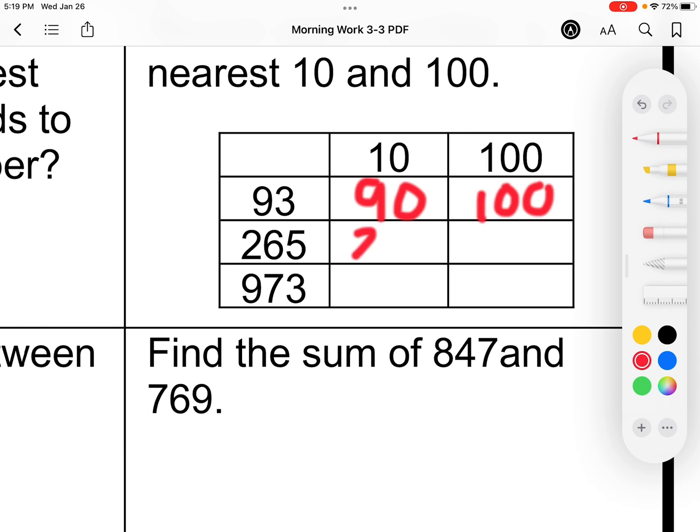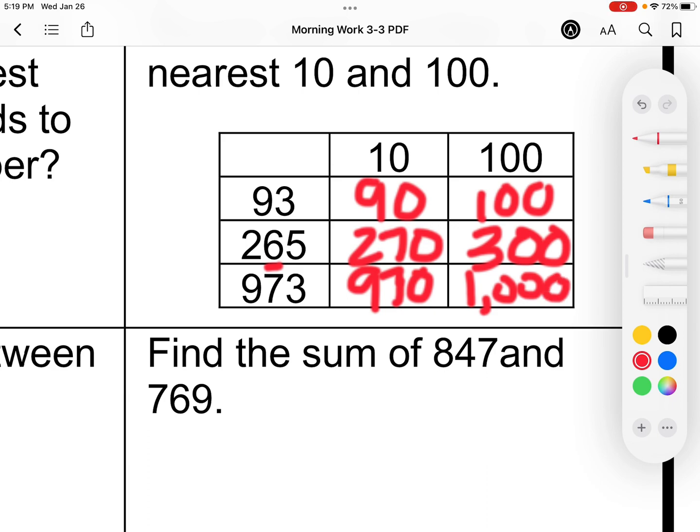265 rounds to 270, and it rounds up to 300 because of the 6 in the tens place. That follows the pattern 5 or more, raise the score. 973 rounds down to 970 and up to 1,000.